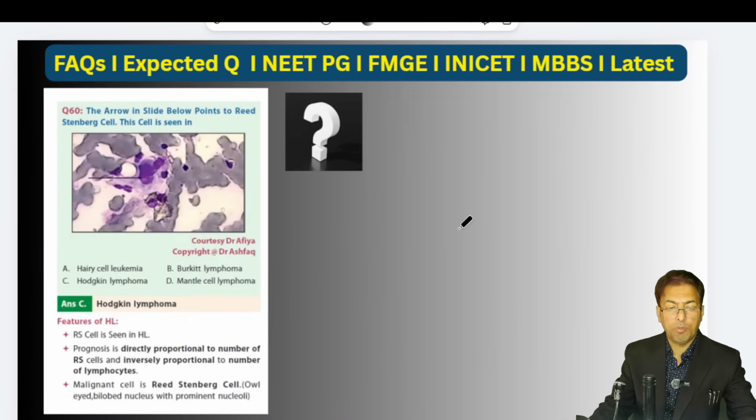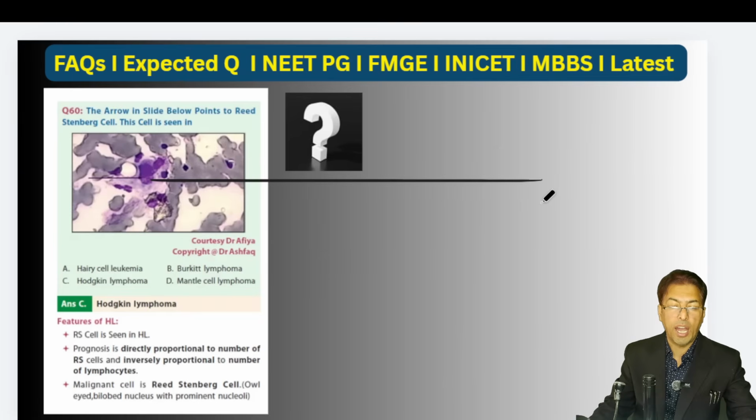Now, this question from pathology: the arrow in the slide below points to the Reed-Sternberg cell. So over here, there's a beautiful RS cell, which we could see in a pathological slide from a patient who presented with hematological symptomatology. And here they asked you, what is this? A very simple, basic question. Some important cells: why do we see LE cells? Why do we see Downey cells? Why do we see Reed-Sternberg cells?